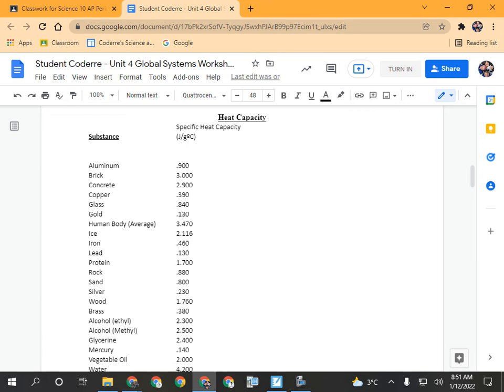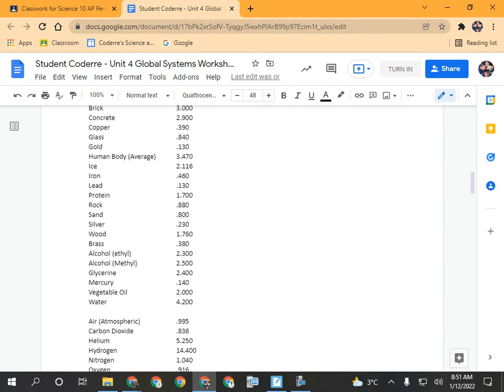Human body on average is 3.470 joules per gram degree Celsius. That's because we're mostly water, and water has a very high heat capacity, so we're on the higher end of that. Ice is 2.116. Here's the weird thing. Is ice water? Yep, it is. But because water is a polar molecule and basically disobeys every rule that we all know apply to everything else, ice, water, and steam all have different heat capacities. Strange, but true. That's not true for everything else.